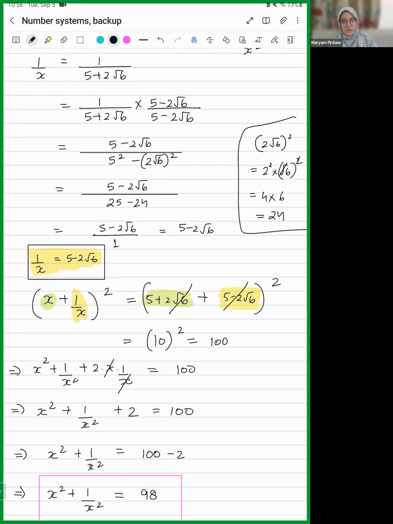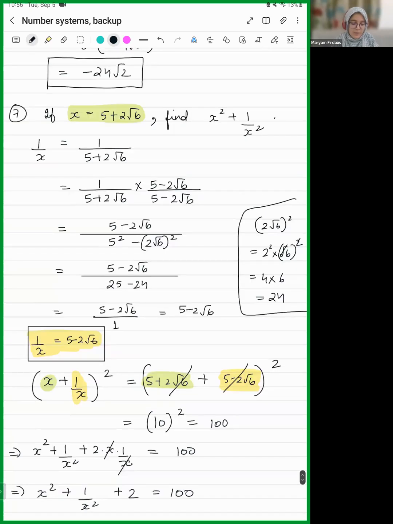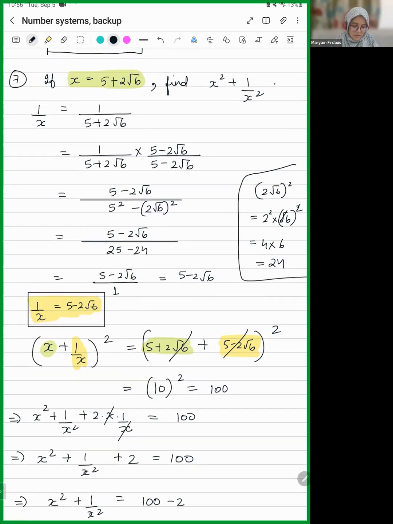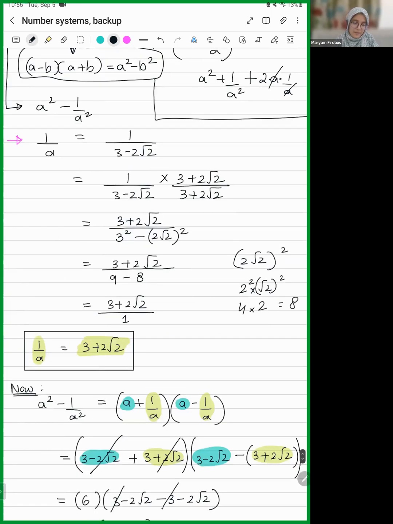This type of question most probably will come in your exam. You will find either this type of question, the seventh one, or you will find this type of question, the sixth one.